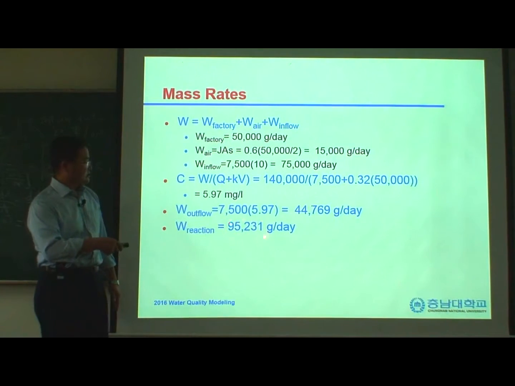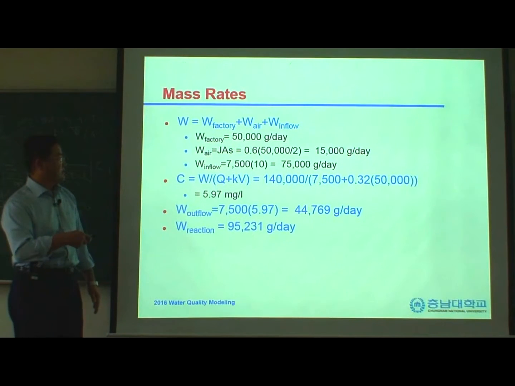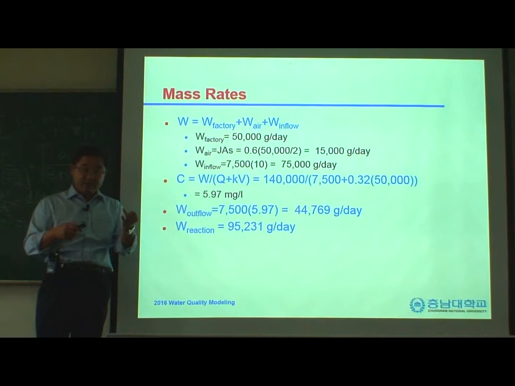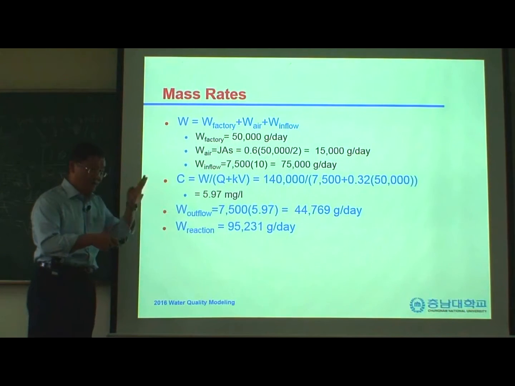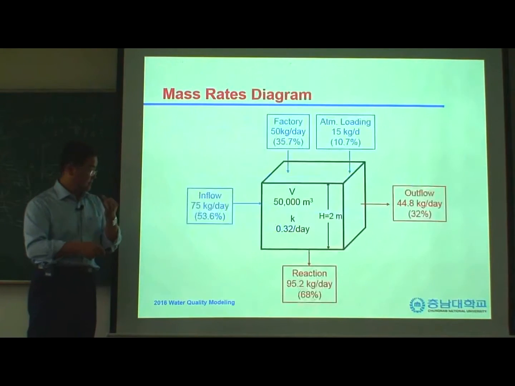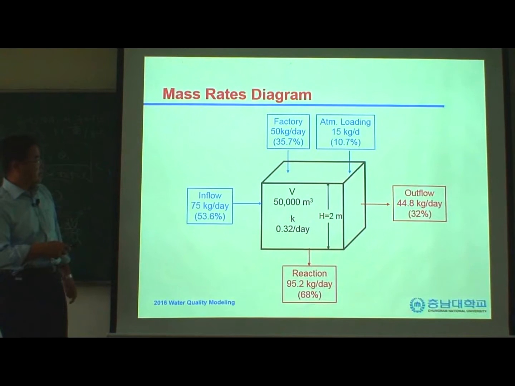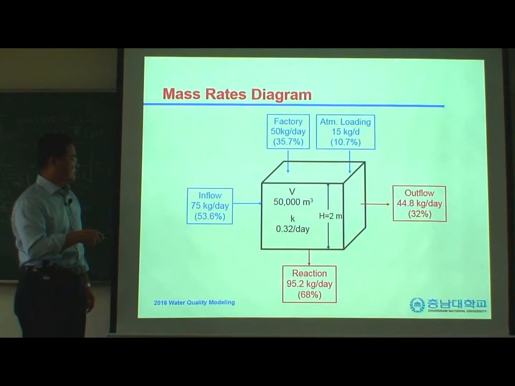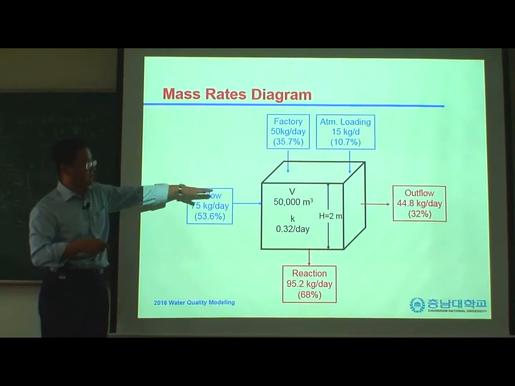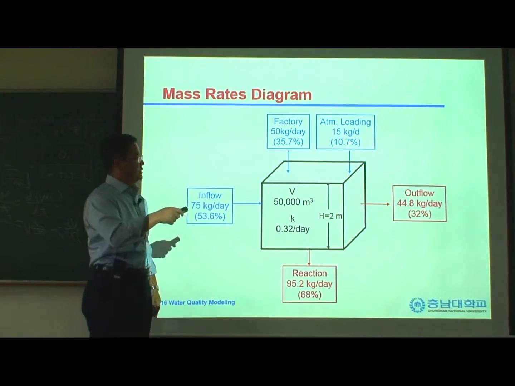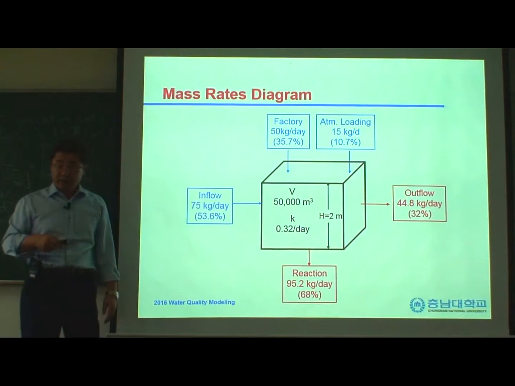And the reaction here, I said K times C times V is your reaction. If you know K, if you know C, if you know V, then you can calculate it. So if we divide my input like that and output like that, about 53%, 54% is coming from the inflow, 36% is coming from the factory, and about 11% is coming from the air.